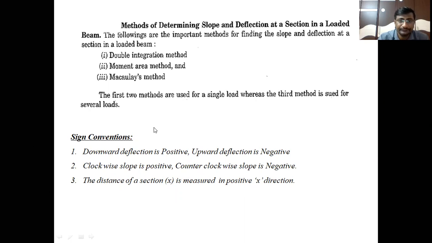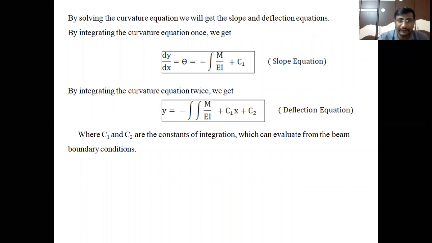Okay, students. This is the worked example. Let us look at that worked example in the next class.